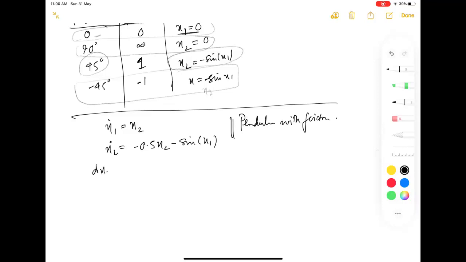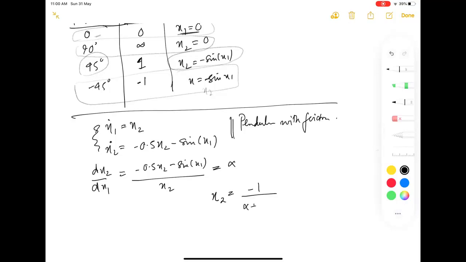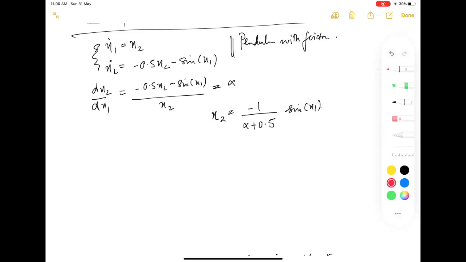You find the slope, dx2 by dx1, obtained by dividing the two equations. You get minus 0.5 x2 minus sine x1, divided by x2. And you equate this slope to alpha. And when you do that, you get the equation for the isocline as x2 is equal to minus 1 divided by alpha plus 0.5, into sine x1. Now look at this and try to find the equation of the isocline for different values.